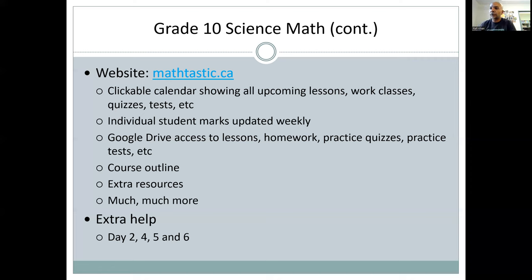Extra help is also available on day 2, 4, 5, and 6s at lunch. I see students every single day. There's not a single day that we don't have math. So it's every single day of the cycle. I'm not available on day 1 because I'm on duty, and I'm not available on day 3 either. But day 2, 4, 5, and 6 are the days that I will be in my room at lunch. And yeah, students are definitely encouraged to come in. They can bring in their lunch.